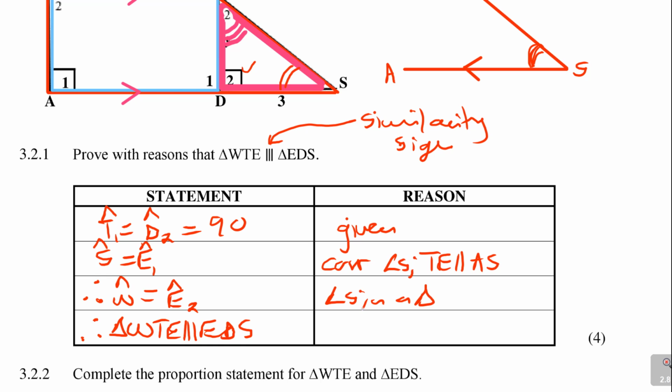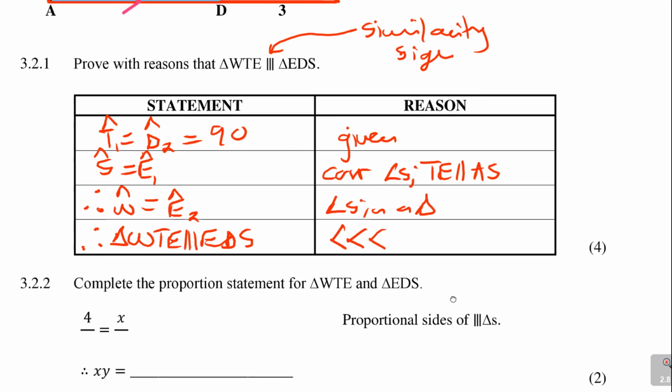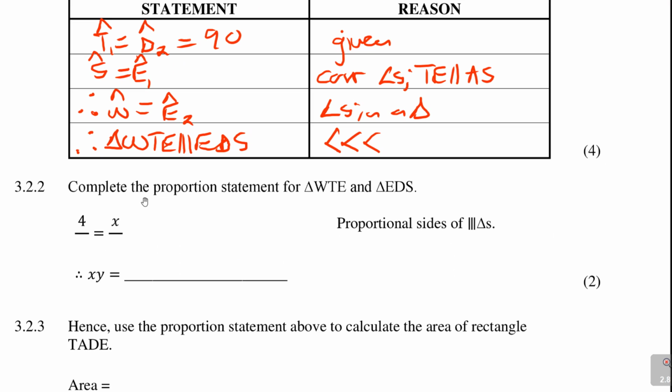What did we use? The first one was the angle, the second one was the angle, the third one was the angle. So it's angle, angle, angle. Remember, they can be side, angle, side. They can be side, angle, angle. But this is the reasoning. Angle, angle, angle. Then it means these sides are similar. And then there is: complete the proportion statement for triangle WTE and triangle EDS.